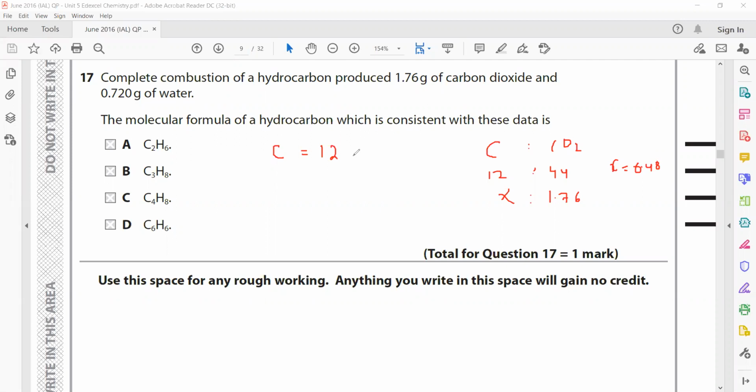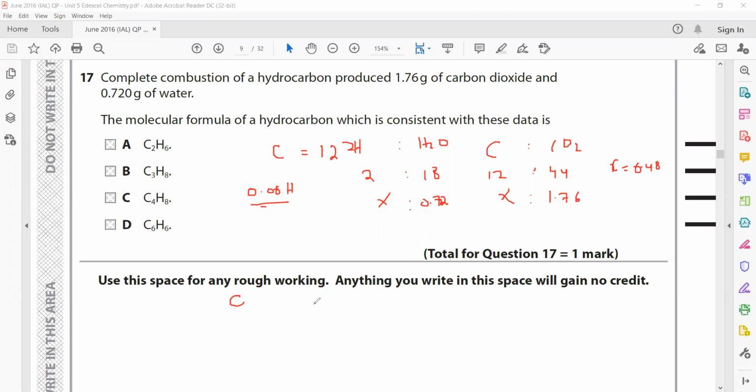And what about hydrogen? One molecule of water contains 2 hydrogens, so 2:18 is the simplest ratio. How much water is there? 0.72. So this will be X equals 0.72 multiplied by 2, divided by 18, which will give 0.08. So we have 0.08 grams of hydrogen. Now we'll find the empirical formula.